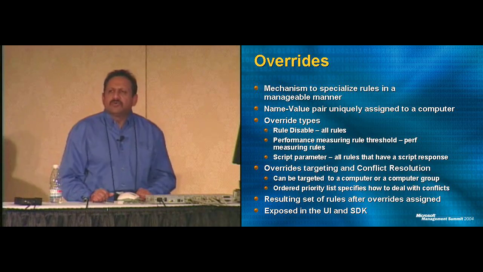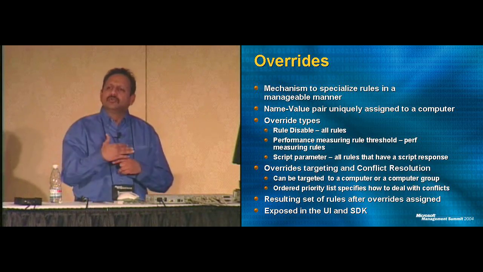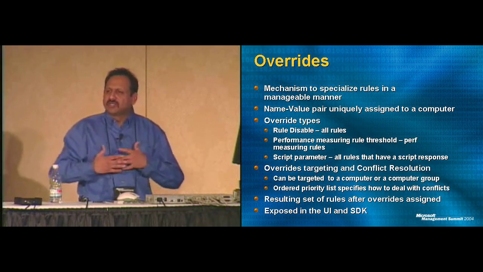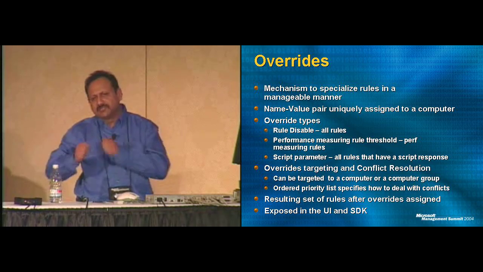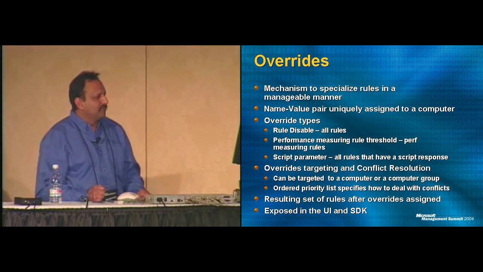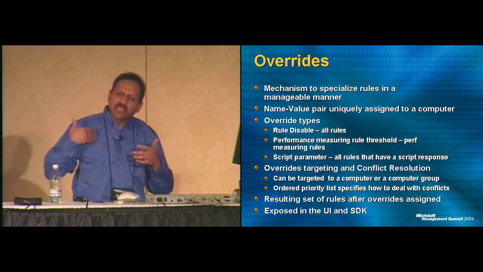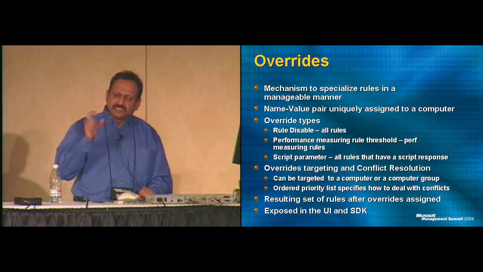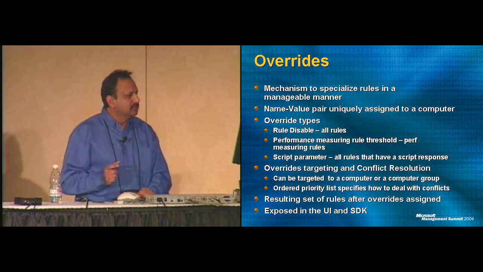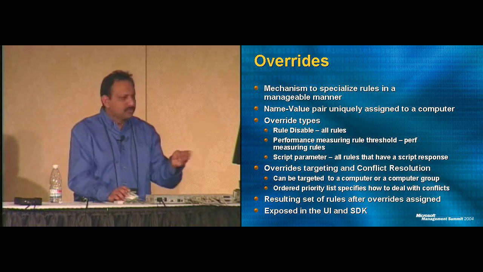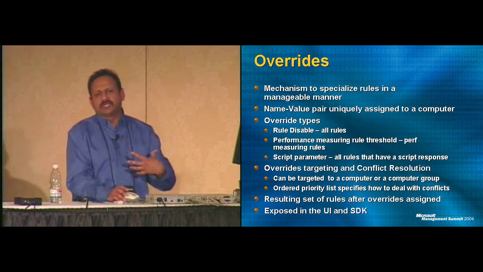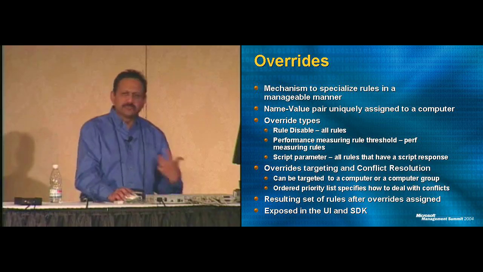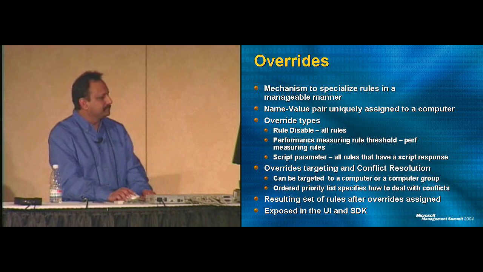And in the past, you could do that, but for that you had to create a new rule targeted to that set of machines, which pretty soon becomes not very manageable, because you can have a whole bunch of copies of rules with different thresholds and so on. What we did with overrides is you keep the rule intact, and what you overlay on top of it is an override. An override does these things: it either changes a script parameter or a threshold, or enables or disables a rule. And it can be targeted to a computer group or a computer. And MOM takes care of all targeting and conflict resolution issues. And it's exposed in the UI, it's also exposed in the SDK.